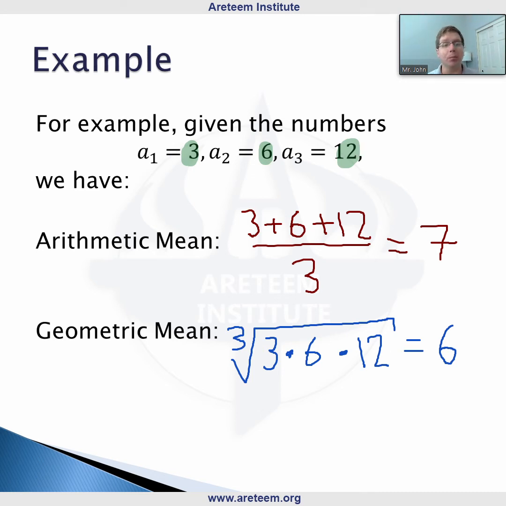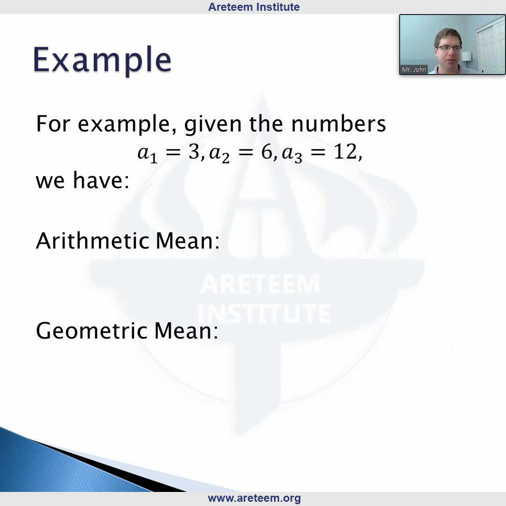Of course, these numbers don't need to be nice. We might not have a perfect cube. We might not have integers for the arithmetic mean as well. But here we have some nice numbers in this case. And we notice that the arithmetic mean gave us a bigger number than the geometric mean. That's actually going to be the case for positive numbers at least.